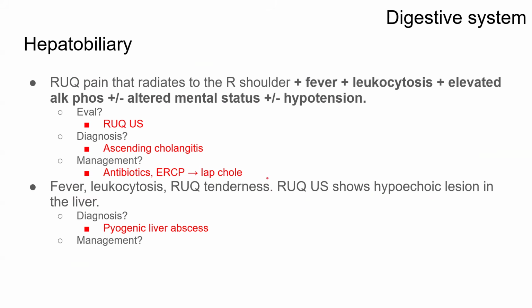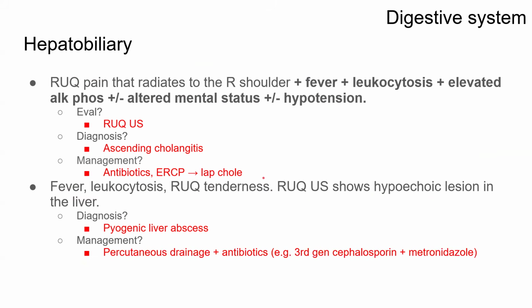The management of a pyogenic liver abscess: it's an abscess, so you have to drain it. You do percutaneous drainage, and then after you drain it for source control, you give them antibiotics to get rid of whatever lingering bacteria there are. The recommendations have changed, but a good regimen to think about is a third generation cephalosporin like ceftriaxone, and metronidazole, right? You get GAP on the metro.